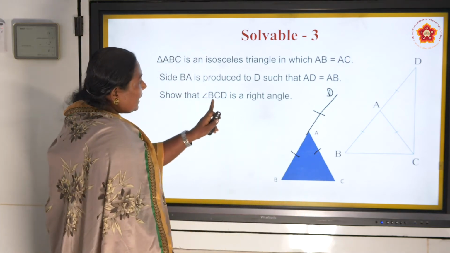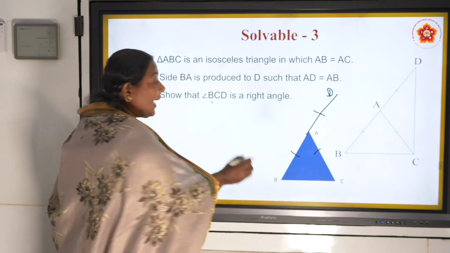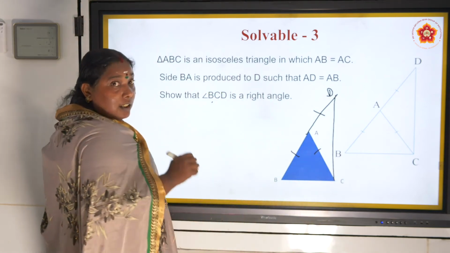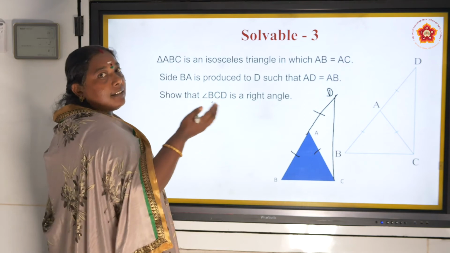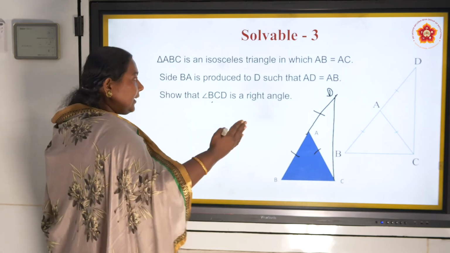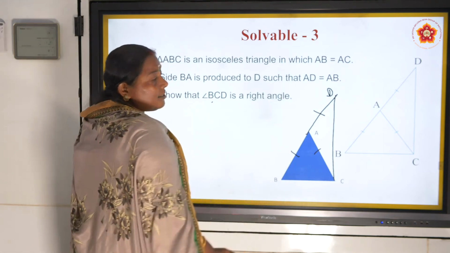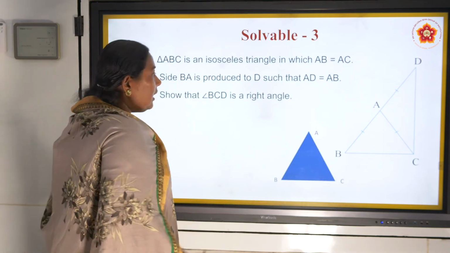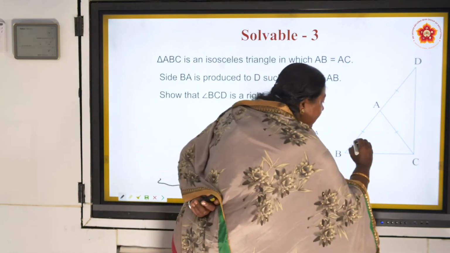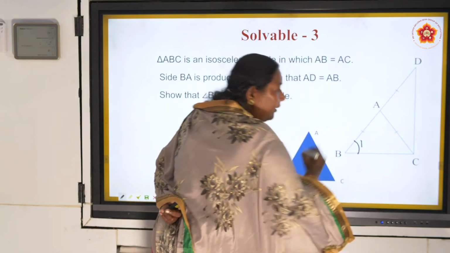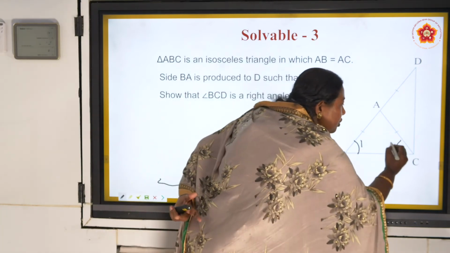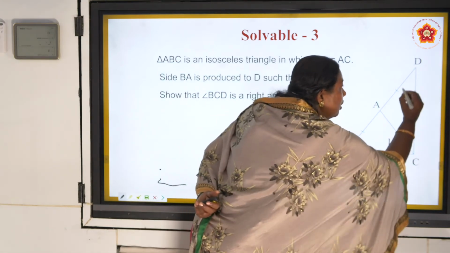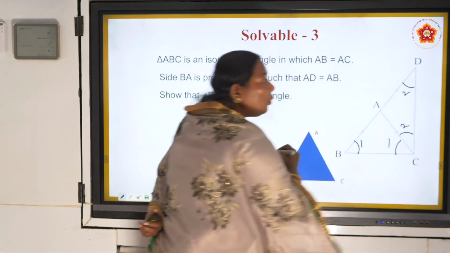Show that angle BCD is 90 degrees. That means I have to join D and C. Here they didn't tell us to join C and D like that. They directly gave that angle BCD is 90 degrees. That is what we have to prove here. Right? Let us go to this angle. If I take this as angle 1, this should be angle 1. If I take this as 2, this should be 2.